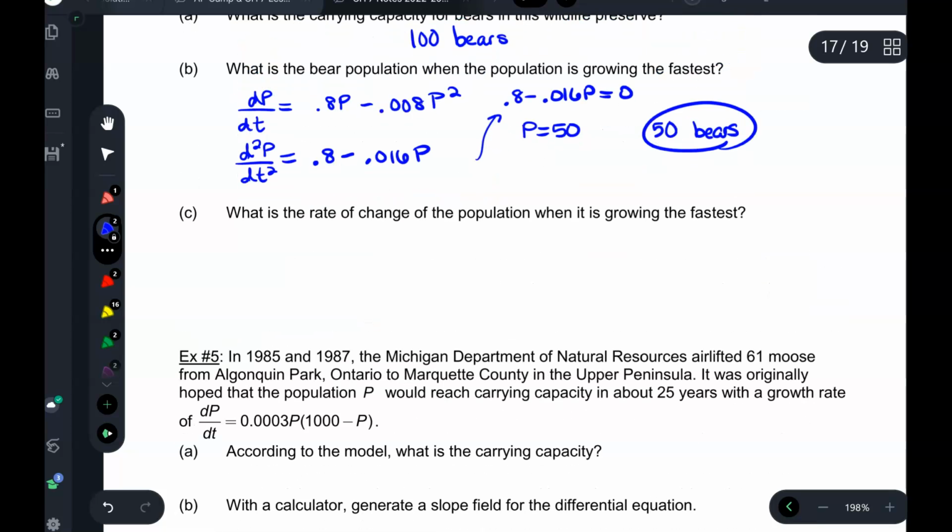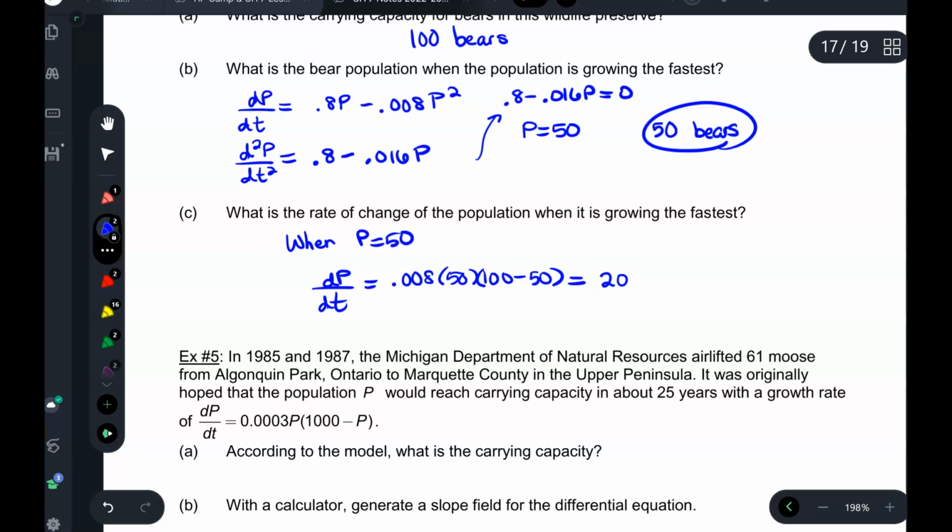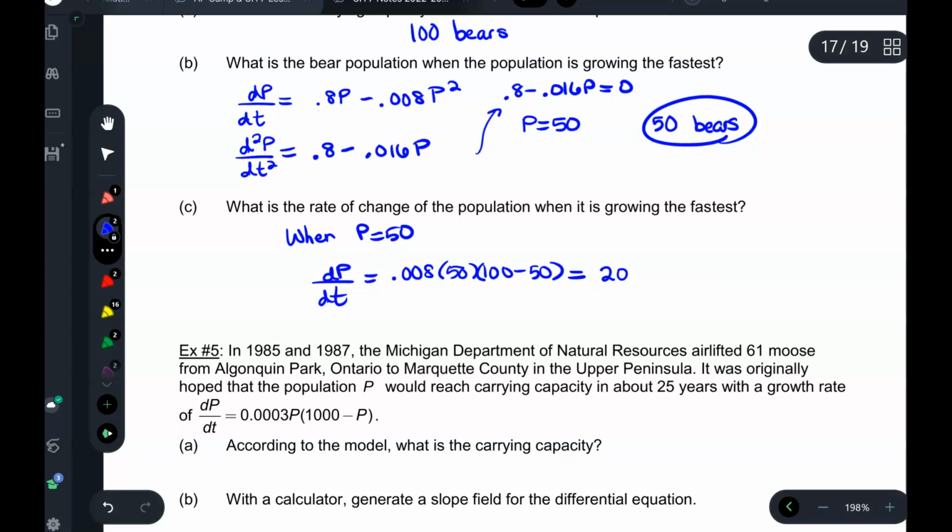Okay. What is the rate of change of the population when it's growing the fastest? So now, rate of change of the population. So you just plug in 50, right? Right, so when P equals 50, we want to find dP/dt. So that's going to be 0.008 times 50 times 100 minus 50. It's a nice even whole number. I'm saying 4. How about 20? Okay, I was close.